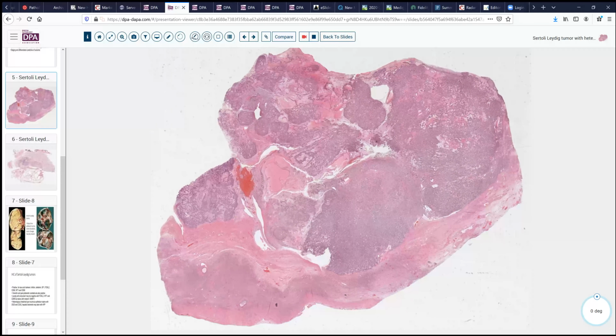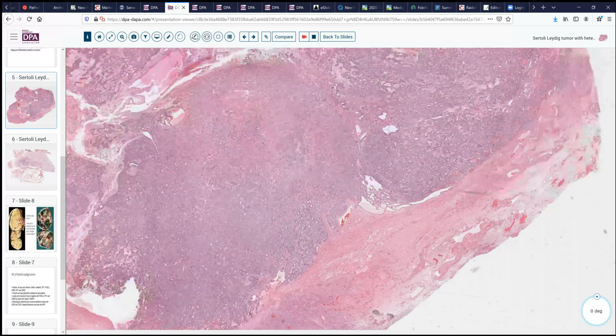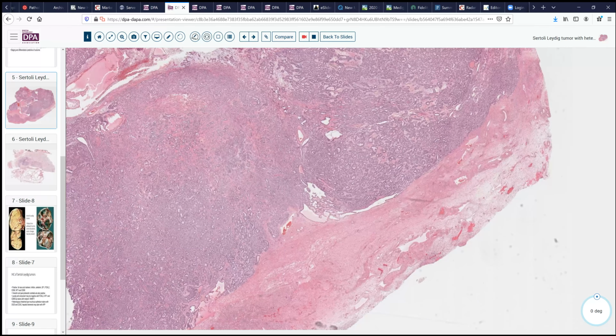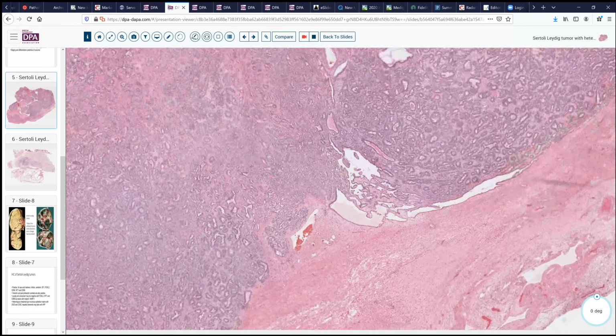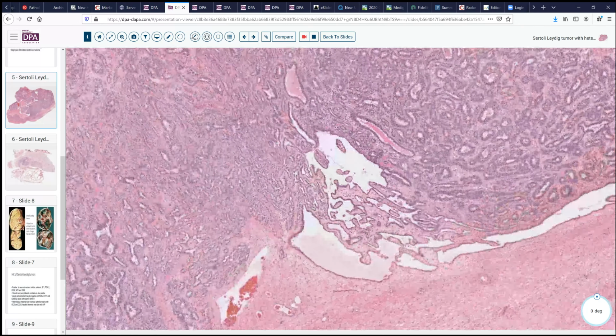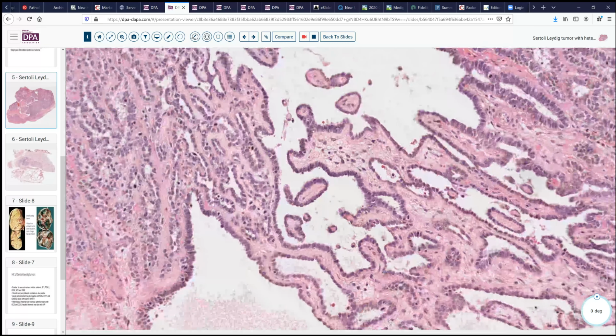And while it doesn't look particularly remarkable at this power, there are areas which very nicely begin to recapitulate the rete ovarii. And I'll call your attention to this particular area here. And just come down onto this and see if this doesn't remind you of what the rete ovarii looks like.